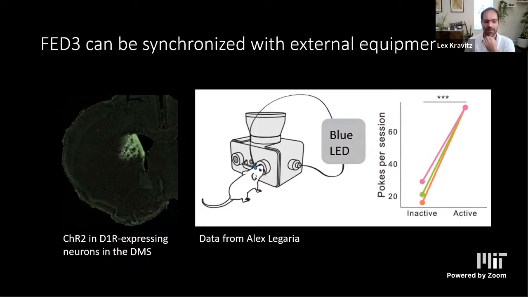This was collected by Alex Lagaria in my lab, but essentially he pokes here, and instead of getting a pellet, we program the FED to pulse 20 hertz on a blue LED and give him light stimulation to the dorsal medial striatum. And we see that pretty rapidly, these animals will learn to only poke on the active side.